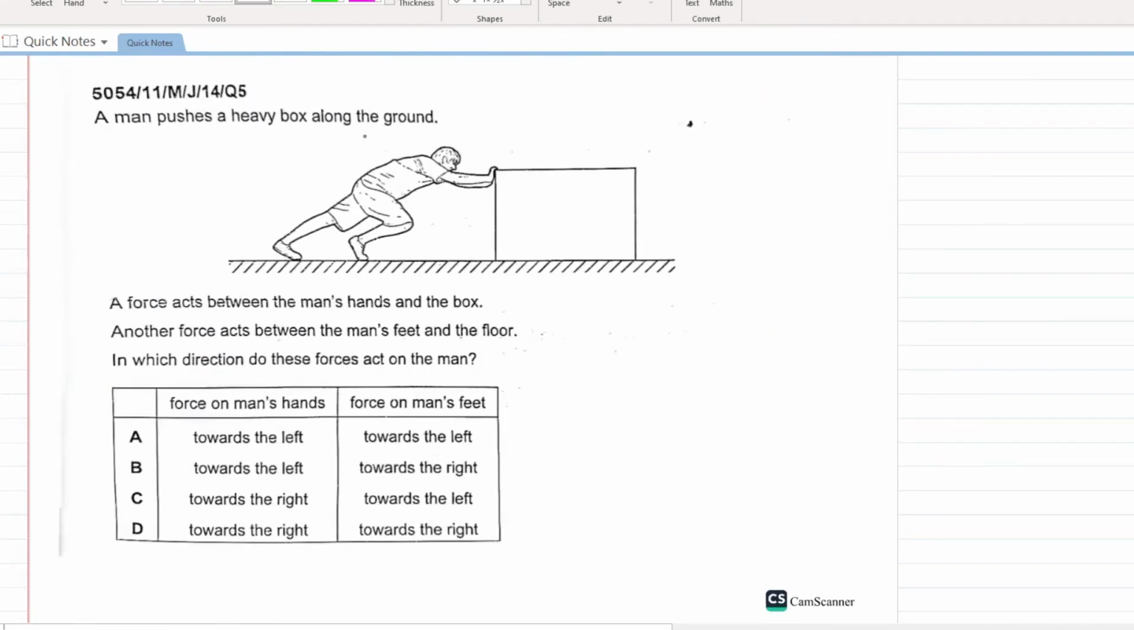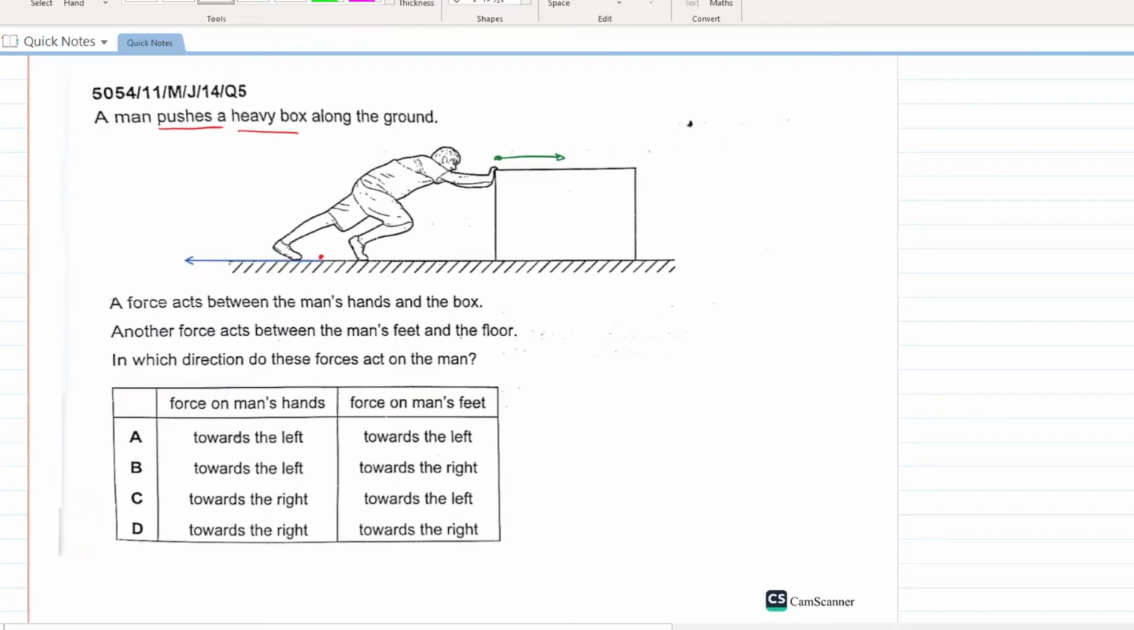A man pushes a heavy box along the ground. A force acts between the man's hand and the box. Another force acts between the man's feet and the floor. So there is one force here, and one force here, and one force here. In which direction do these forces act on the man? Very easy. A man pushes a heavy box. So what will be the force at the hand? Towards the right. And another force acts between the man's feet and the floor. This will be the frictional force. This will act opposite to the motion, somewhere here.